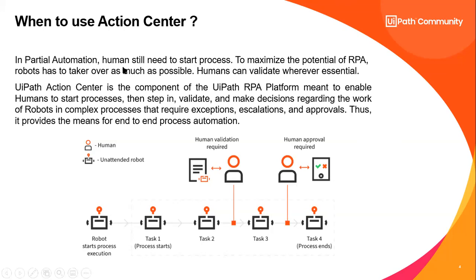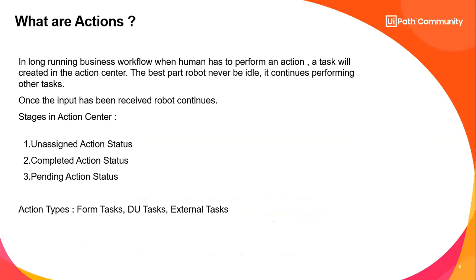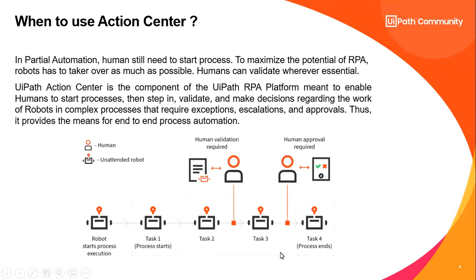In partial automation, the human still needs to start the process. Now with Action Center, the bot will stop wherever it needs a validation or an approval, and a human can pitch in and give the required information to the bot, and then it will continue. So that's when we use Action Center. The previous concept, at the end, we call it the human in the loop concept: end-to-end automation with human in the loop.